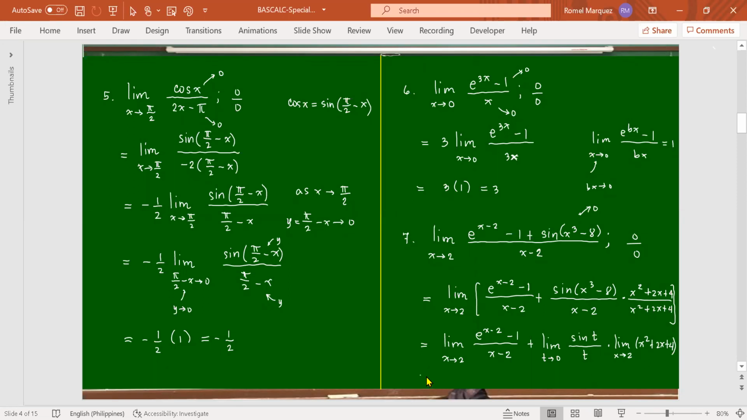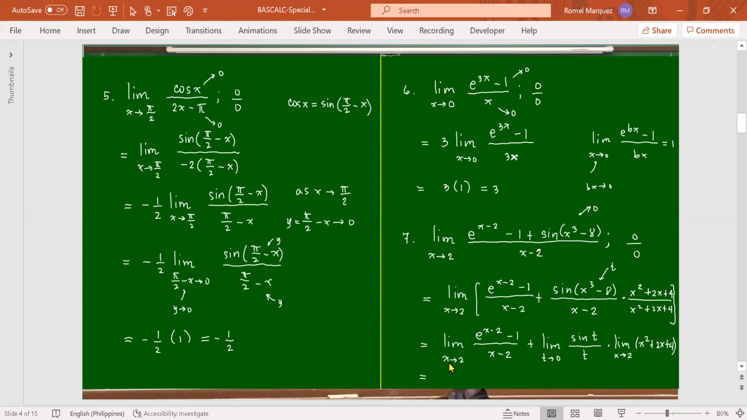Oh, what's now the limit, Sophia? Ito, nilet kong t. Let this be t. Kapag ang x cubed minus 8 nag-approach sa 0, at nilet mo ng t yan, so t will approach 0 also, no? Kapag ang x cubed minus 8 will approach 0, t will approach 0 too. Okay, guys?